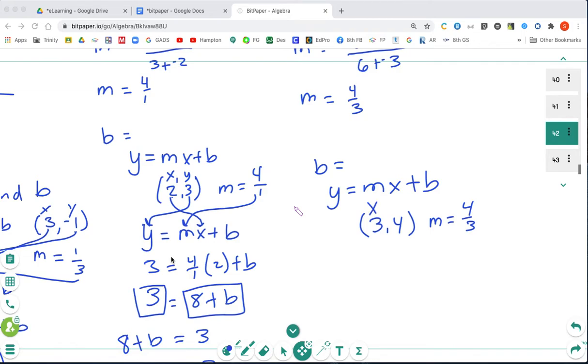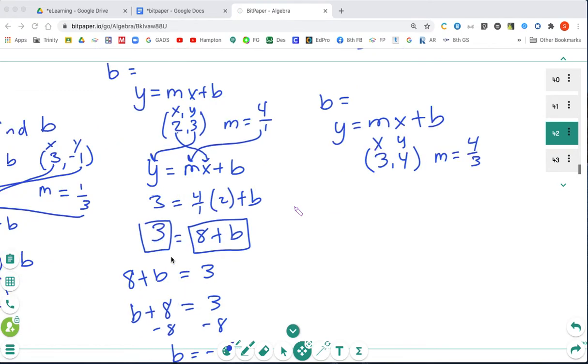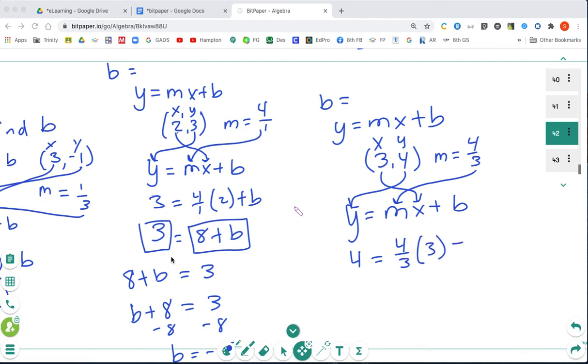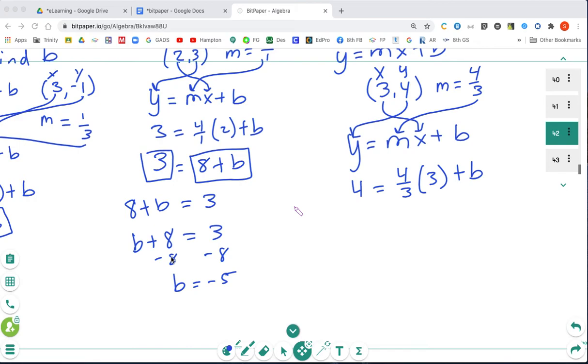I come down, I'm going to use my first ordered pair again. This is my x, this is my y, and I need my slope. Now I'm going to substitute in. Y equals mx plus b. My y is going to be 4. My slope is going to be 4/3. And my x is going to be 3. 4 equals 4/3 times 3 plus b. Go to my calculator. 4/3 times 3 is 4. So 4 is equal to 4 plus b.